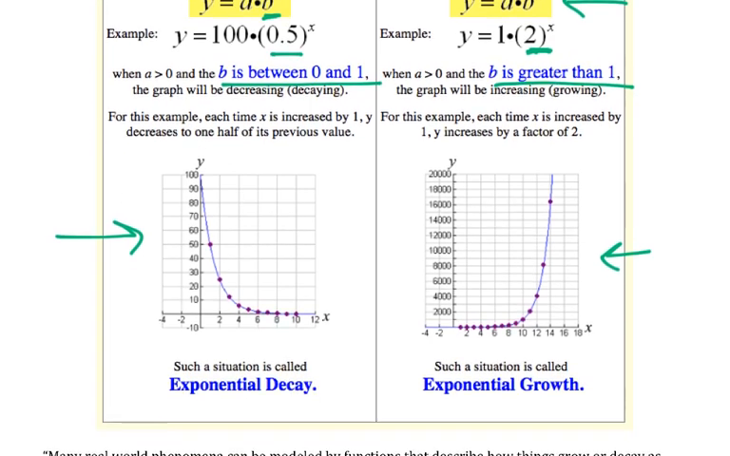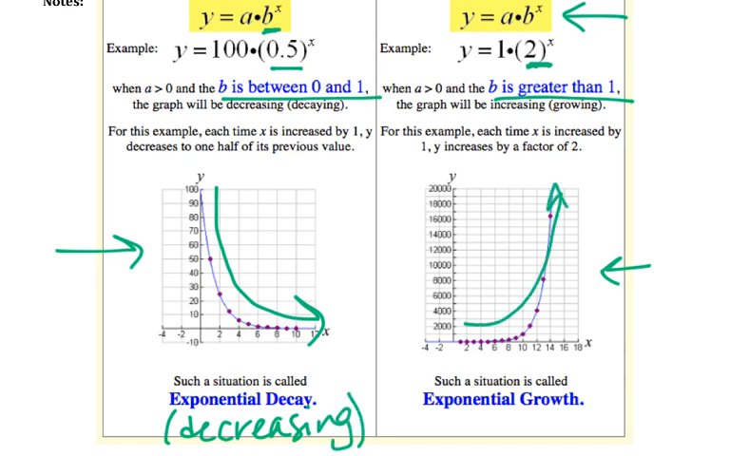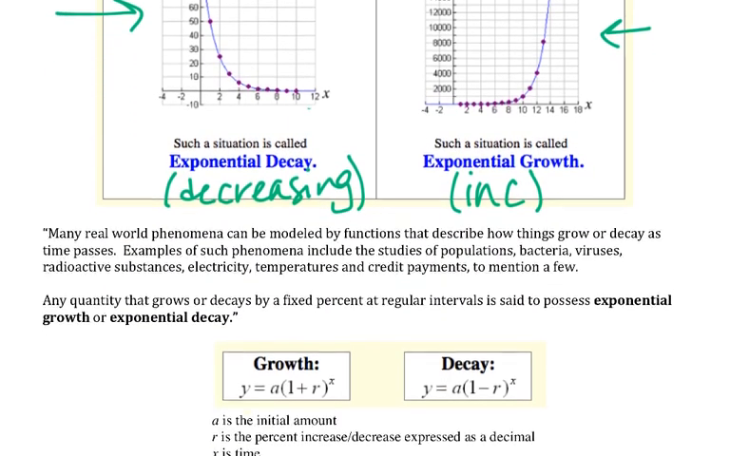So this is decay on the left, and we can tell that when you have exponential decay, your function is decreasing. The value is going down over time. And for exponential growth, your value is going up over time. So we're increasing. Okay, so there will be contexts where we will want to grow and where we will want to decrease or decay.